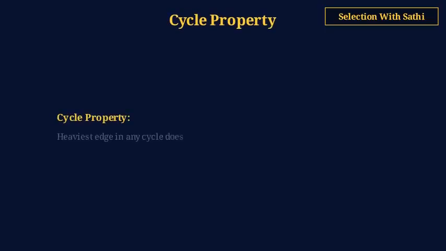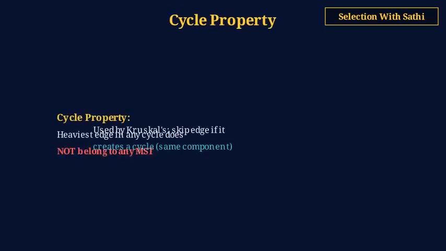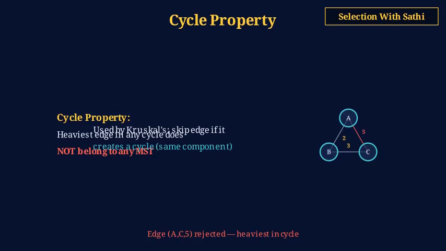The cycle property is the complement of the cut property. It states, for any cycle in the graph, the heaviest edge in that cycle is not in the MST. The reasoning is simple: if that heavy edge were in the MST, we could replace it with a lighter edge from the same cycle, giving a lower total weight. This property is useful in GATE questions where you need to prove that a specific edge cannot be in the MST. Together, the cut and cycle properties fully characterize which edges are in the MST.